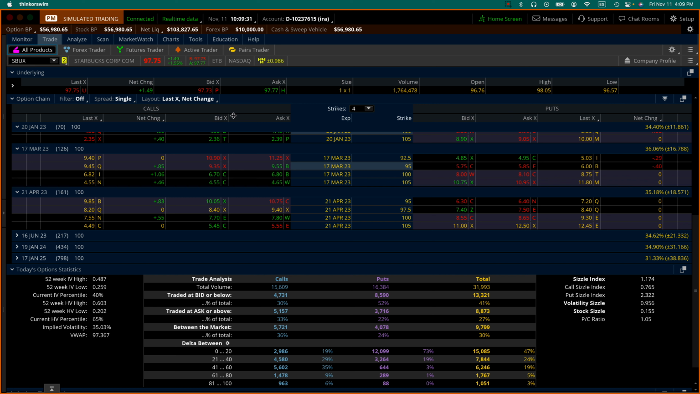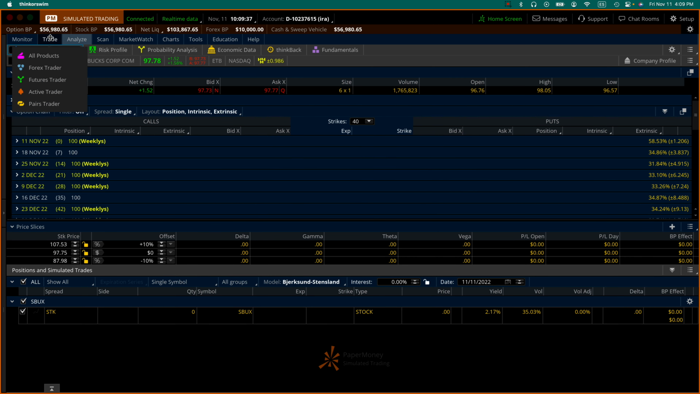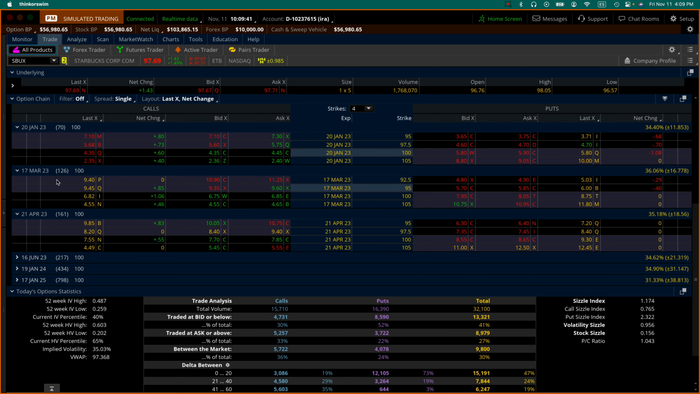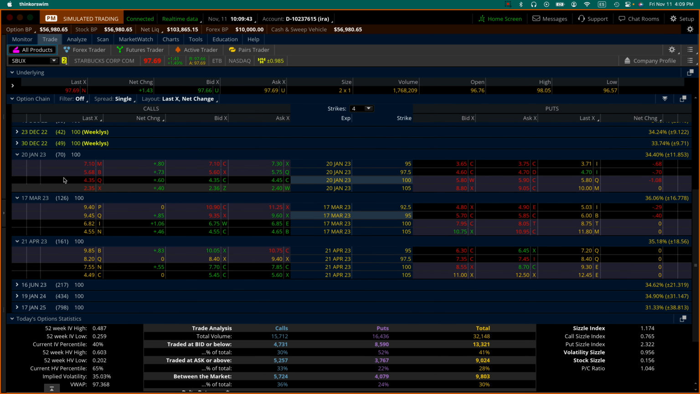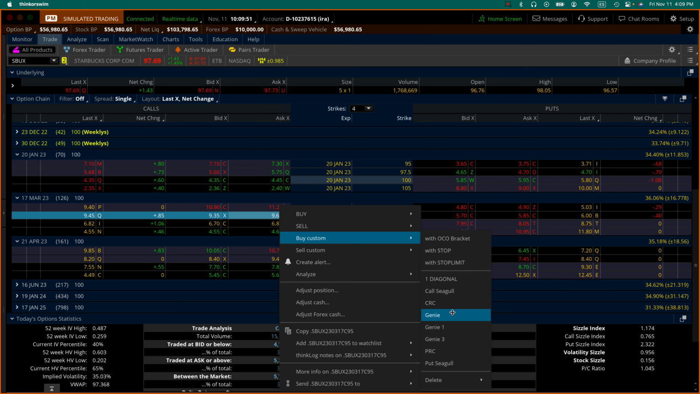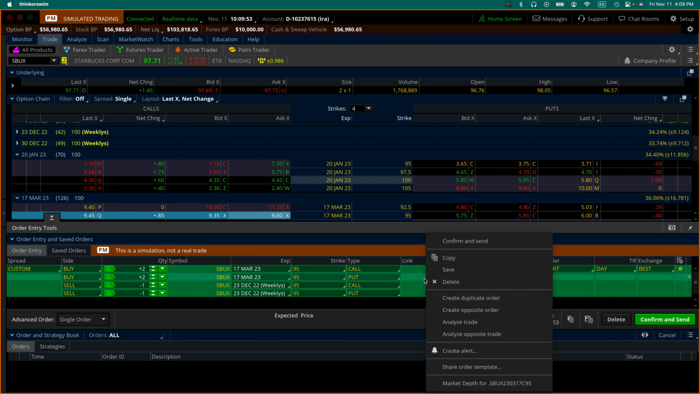Okay. Then we see that's the skew. Well, that we need to create the trade. Go to the trade tab and look for the month. Back month will be March. Look at the strike price, it will be 95. Click here, right click and say buy custom. Select your template. And that should create your trade.